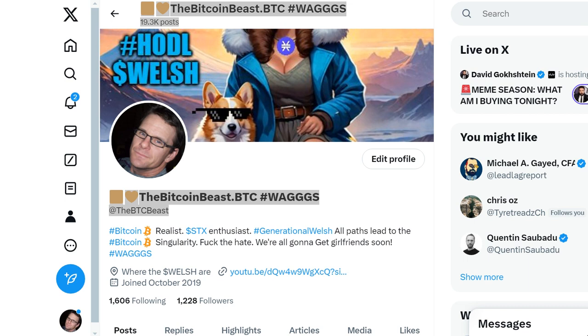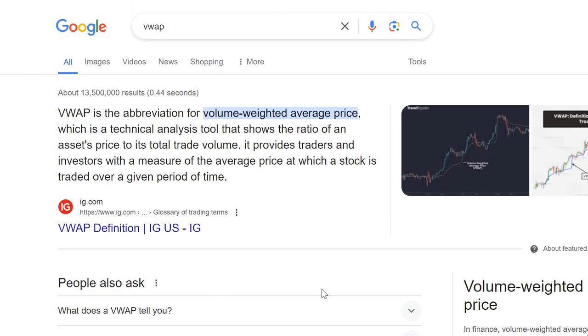And there's a few terms that you do need to know in order to understand it. There are some technical indicators, but I'll go into why most technical indicators will tell you basically the same things. But the first technical indicator we're going to look at is called VWAP. VWAP is the abbreviation for volume weighted average price, which is a technical analysis tool that shows the ratio of an asset's price to its total trade volume. It provides traders and investors with a measure of the average price at which the stock is traded over a given period of time.